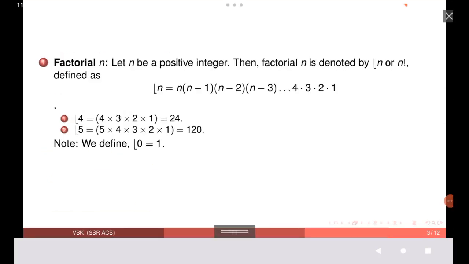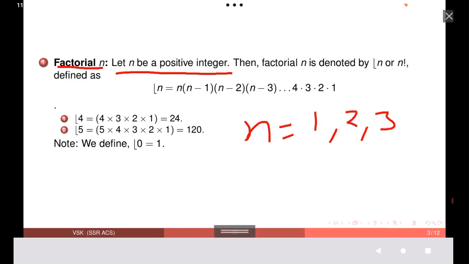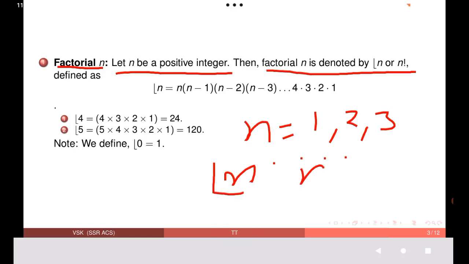So first we start with the definition of factorial n. What does it mean by factorial n? Let n be a positive integer. Positive integer means n can be 1, 2, 3, and so on. Then factorial n is denoted by this symbol or by this symbol. So this is the notation of factorial n, and it is defined by factorial n is equal to n into n minus 1 into n minus 2 into n minus 3 up to 4, 3, 2, 1.